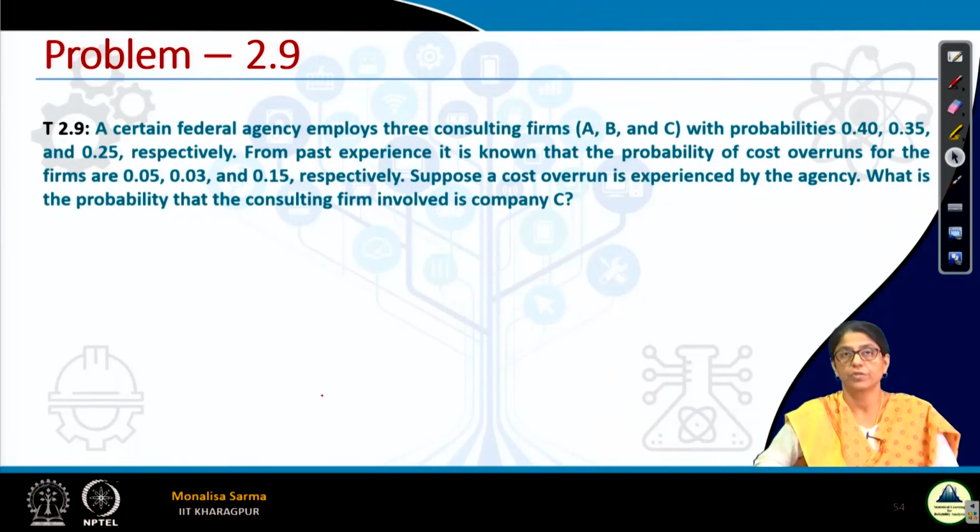Okay. It employs 3 consulting firms. Each firm, the probabilities of each firm is given. And from past experience, it is known that the probability of cost overrun for these firms are 0.05, 0.03 and 0.15. Each firm there is a cost overrun.